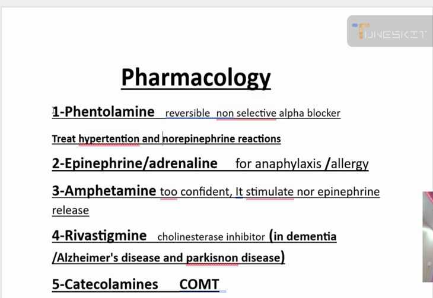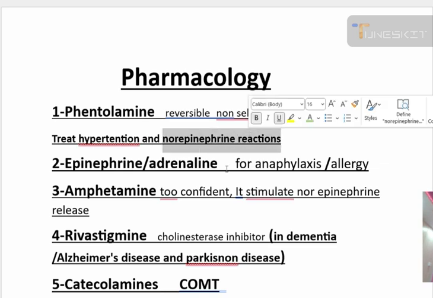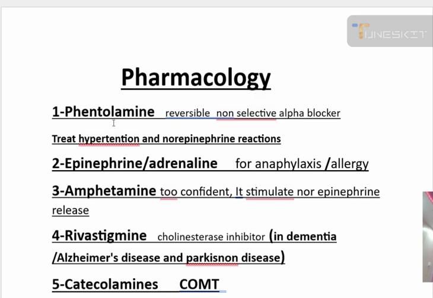Phentolamine is also used to treat norepinephrine reactions. The reactions which occur due to norepinephrine, we use phentolamine there. So one of the important points here is that it is used for hypertension and it is an alpha blocker. It means if we stimulate alpha 1 receptors, it will cause high blood pressure, or it will elevate blood pressure.